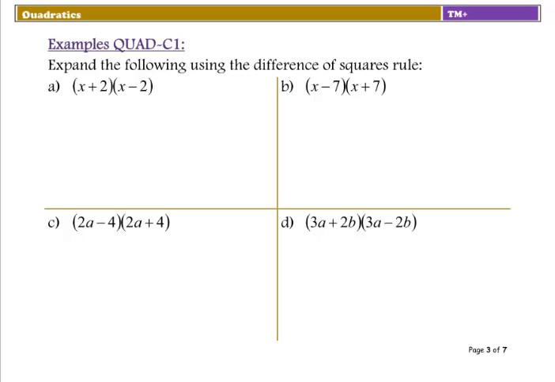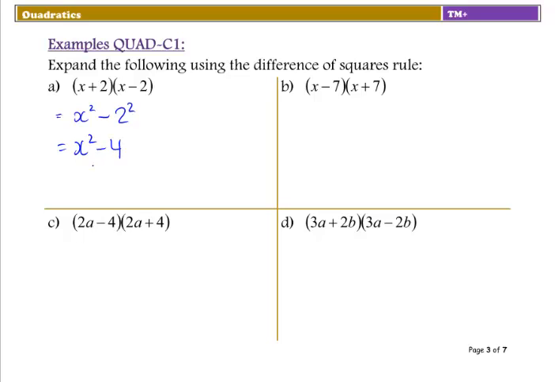So let's look at some examples. Here I have expanded the following using the difference of squares rule. So I have an x plus 2 and x minus 2, so it's definitely a difference of squares. My first term is x and I need to square it. My second term is 2, I need to square it, so I'm left with x squared minus 4.